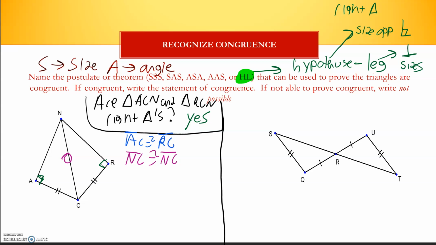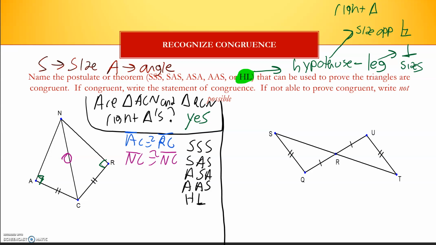Okay, let's go through our list here. I'm going to rewrite it so I don't have to erase when we go to do the other pair. Side, side, side, side, angle, side, angle, angle, side, and HL. Just because you have a right triangle doesn't mean HL is the answer. It just means that HL is a possibility. Okay, well, let's see what we got.